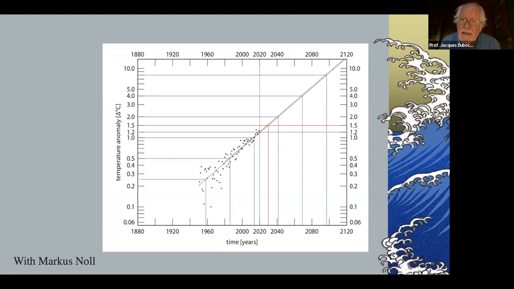And this means the famous 1.5 degrees that we would like not to go beyond, this is for 2030. And the famous 2 degrees, which are thought to be the limit which our society can support, this is for 2040. And if we continue like that, we have 8 degrees at the end of the century, when my grandchild will have my age. 8 degrees is crazy. You can't.